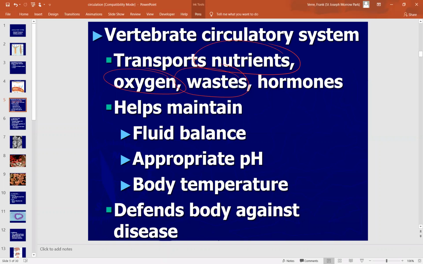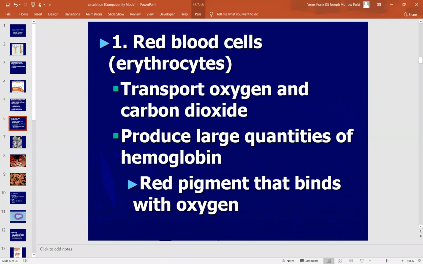Now it has other roles too. You can see that it plays a role in regulating body temperature. It plays a role in immunity, and these are things that you'll learn more about in senior biology, in terms of how it actually works. Now, in terms of the circulatory system, we said it's made up of three things. So let's go through these things. Okay, so first, it's made up of blood.